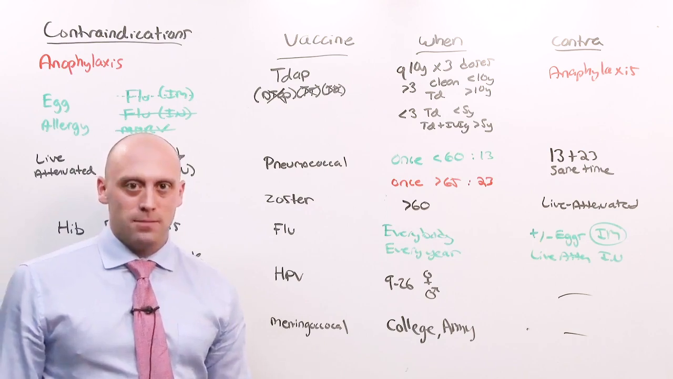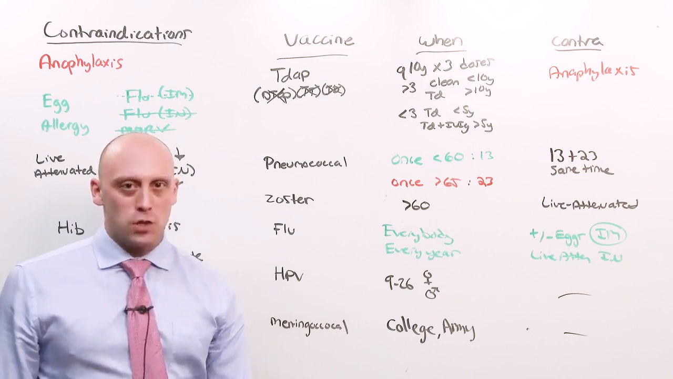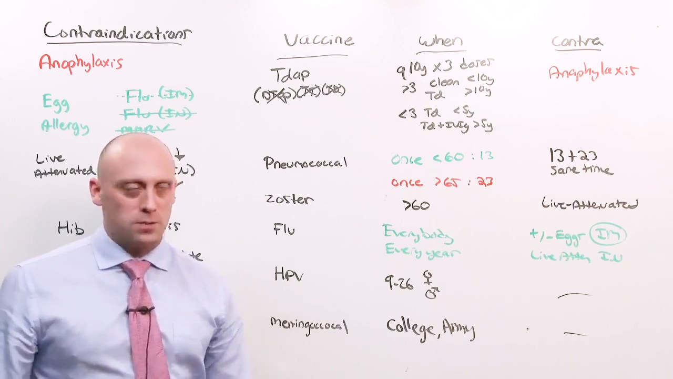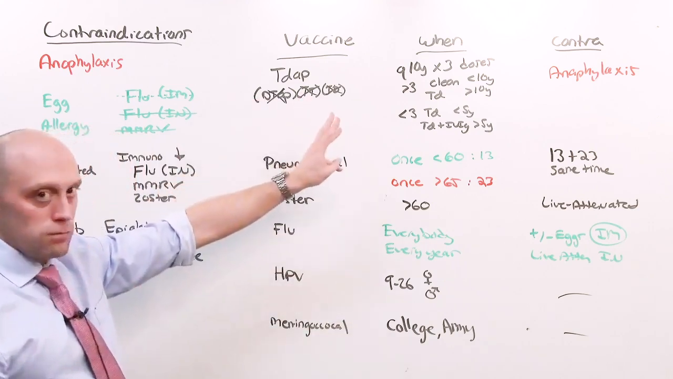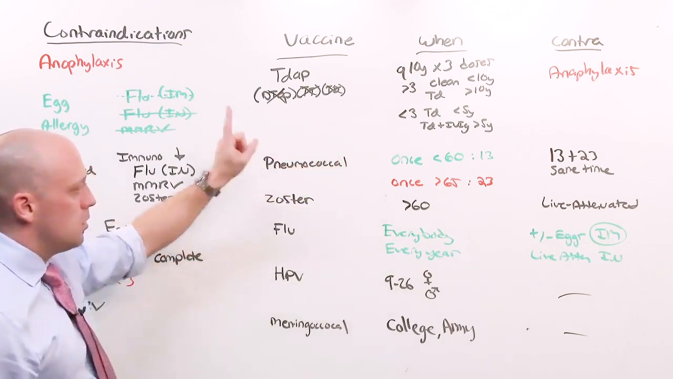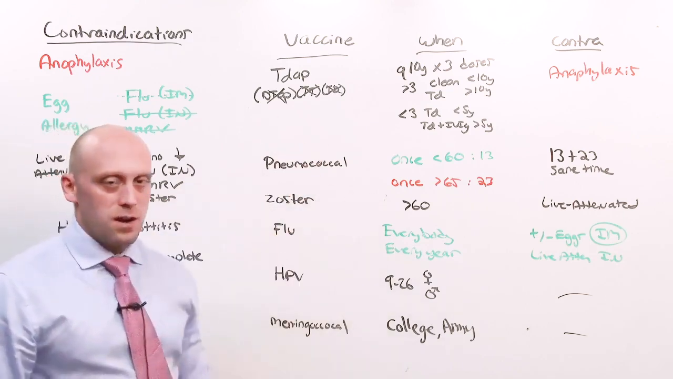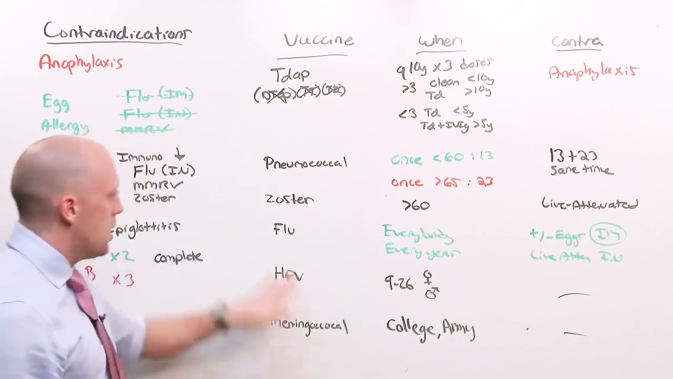So what I want to point out is that there are very few reasons that someone should not get a vaccine. Personal choice is one of them. That's an ethical issue. They should get the vaccine. Everybody should get vaccines. The Tdap is every 10 years for 3 doses total. Worry about the dirty wound thing in that peds lecture. Pneumococcal, once before 60, once after 65. It's not true, but if you remember that, you're going to get it right most of the time.